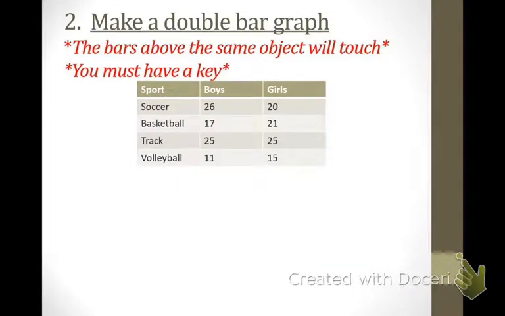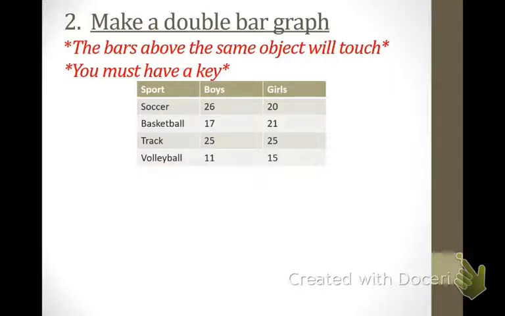All right, my instructions are very similar for number 2, but instead of making a bar graph, it's asked me to make a double bar graph. Now, the reason why is because I'm not just giving information for the boys and their sports, I'm also giving information for the girls and these different sports, okay? Couple things that I want you to remember. In red, we wrote down the bars above the same object will touch, and you have to have a key. I'll explain to you what that means here as we start our example.